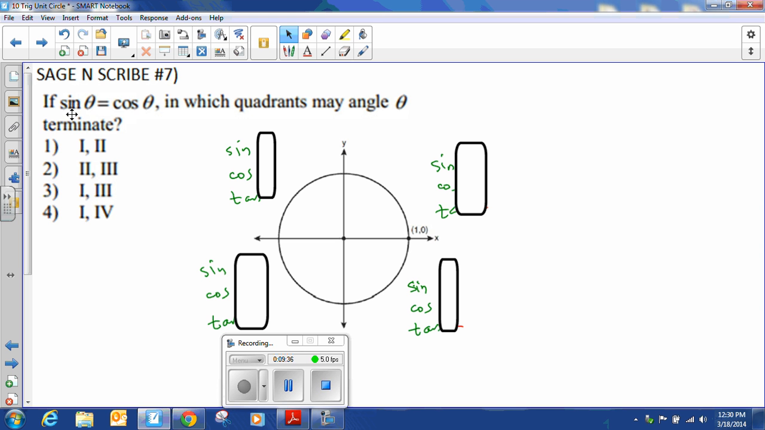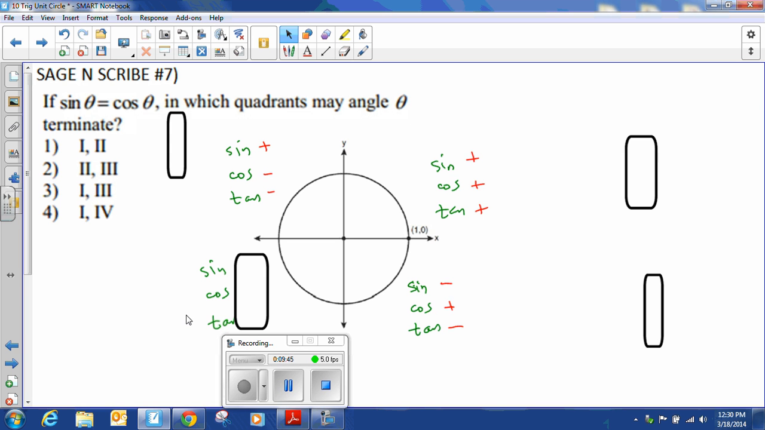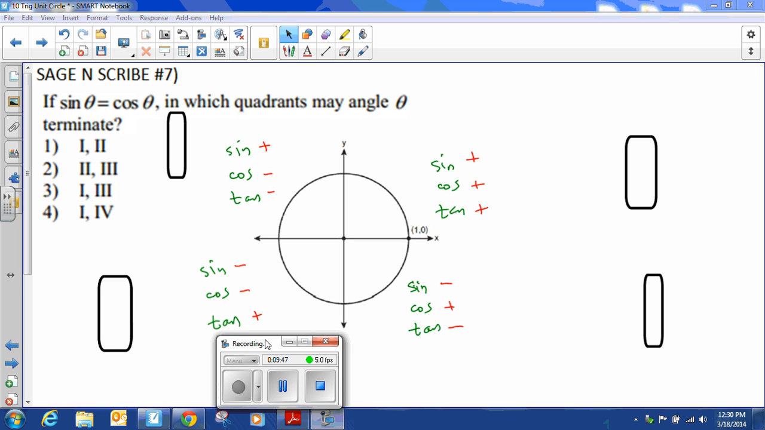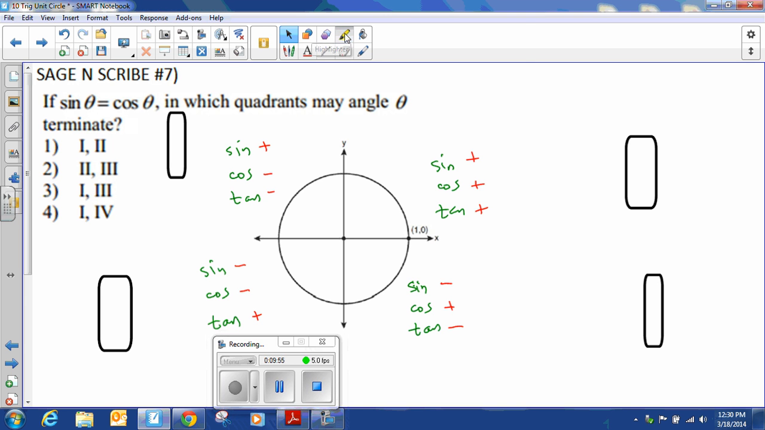All right, so if sine of theta equals cosine of theta, in which quadrants may angle theta terminate? So these are all of the trig functions and their signs. In order for sine and cosine to be equal, let's look at all of them. They're both positive, that's not it. They're both negative, so they're equal, and they're different here. So ladies and gentlemen, the answer is quadrant 1 and quadrant 3. The answer is option 3.